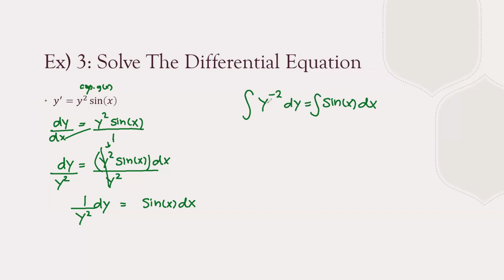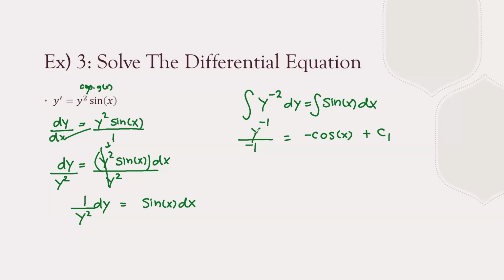So how do you take the integration of y to the -2? It's just -2 plus 1, which is -1, divided by its power. And then on the right side, what's the integration of sin x? You should know that. That is negative cosine of x. And then we do have to add our constant. Okay, let's now try to solve for y.